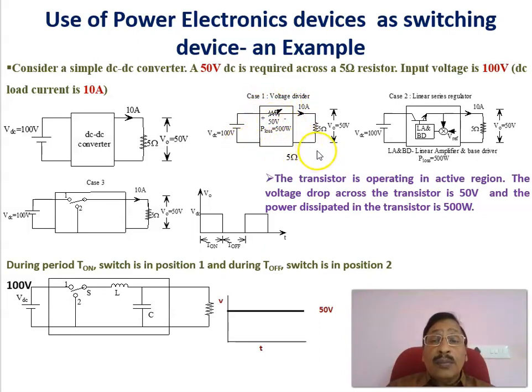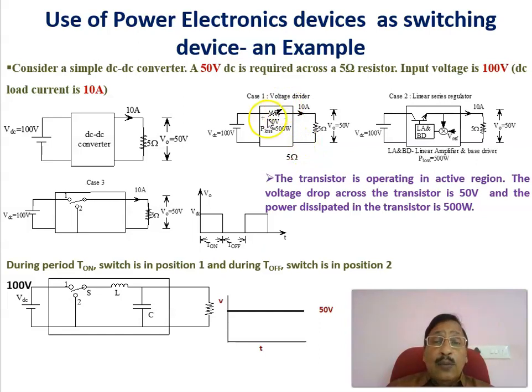Therefore, here you are getting the output voltage equal to 50 volts and 10 amperes is there. 500 watts output is there. The same power is being dissipated in the resistor also. Therefore, in this case, the efficiency will be 50%.